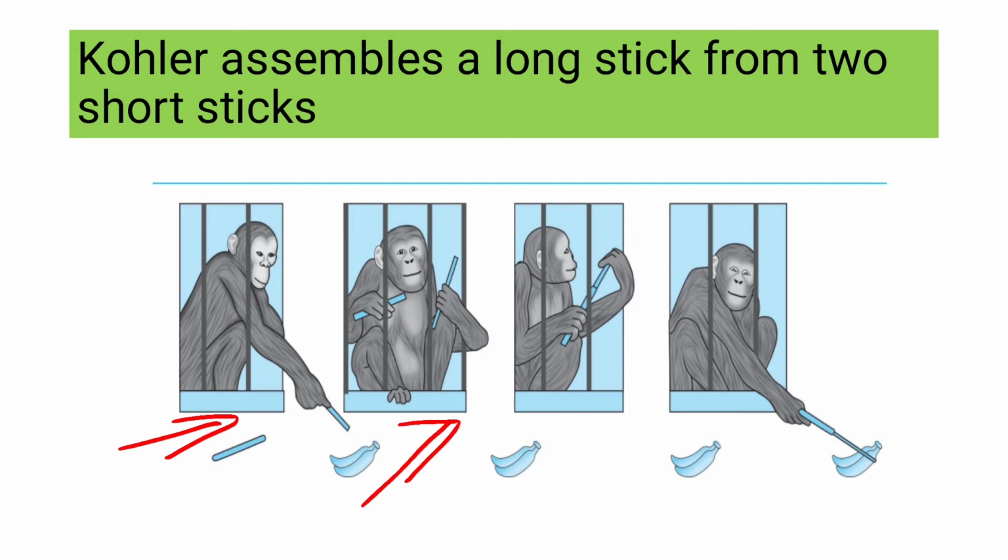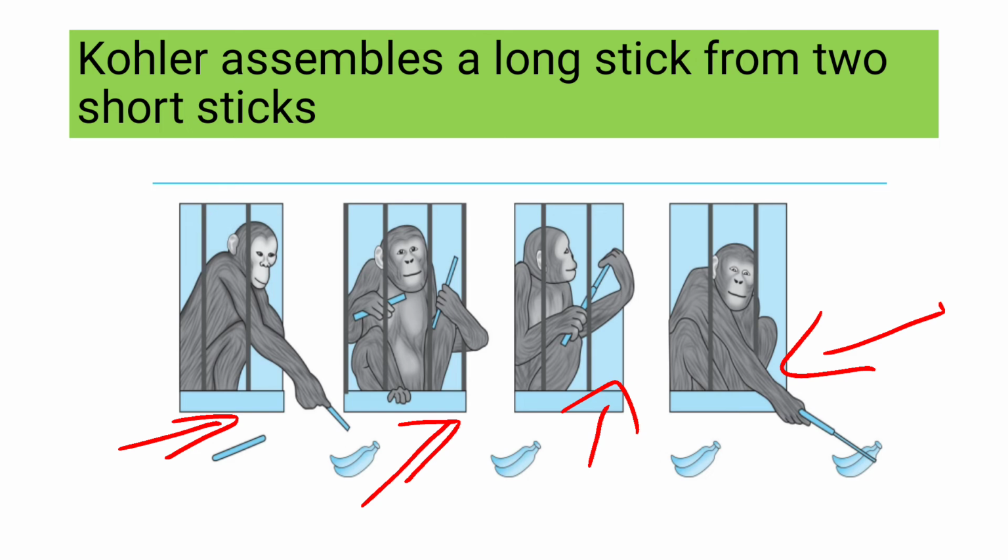In the second picture, it has picked the other stick also, and it started thinking. In the third picture, it is inserting one stick into the other. I told you one stick's mouth is wider so that the other stick can be inserted. So it is inserting the smaller stick into the wider stick. Now the stick becomes longer. So in the fourth picture, with that long stick, it is pushing the banana towards itself. So it reached the goal.